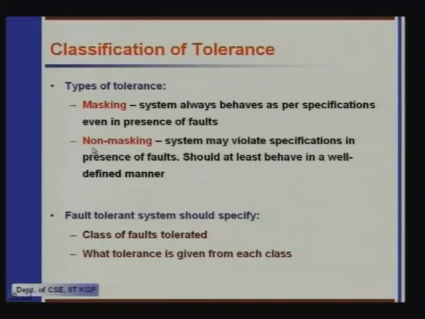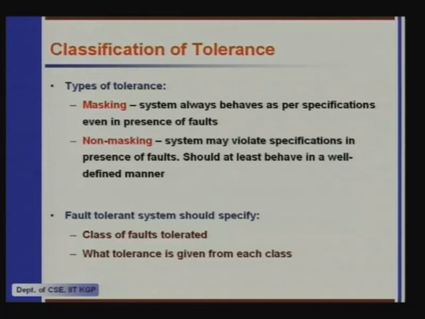So, that many faults can be masked by the system, and there are non-masking cases where the system may violate specifications in the presence of faults, but should at least behave in a well defined manner. That means that for these kinds of things we have two types of specifications. One is the normal specification in the faultless scenario, and in the presence of faults we have a second specification which is weaker than the first, but the weaker specification must at least be satisfied.